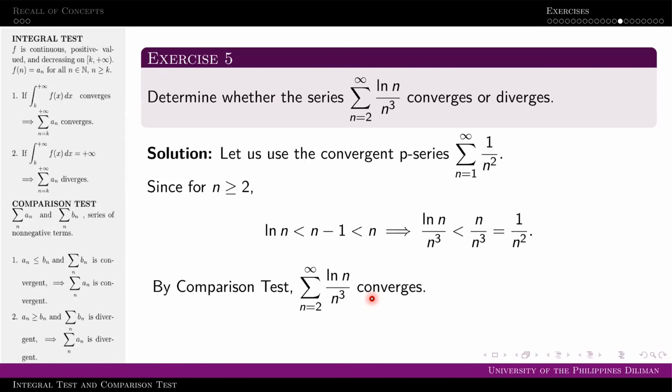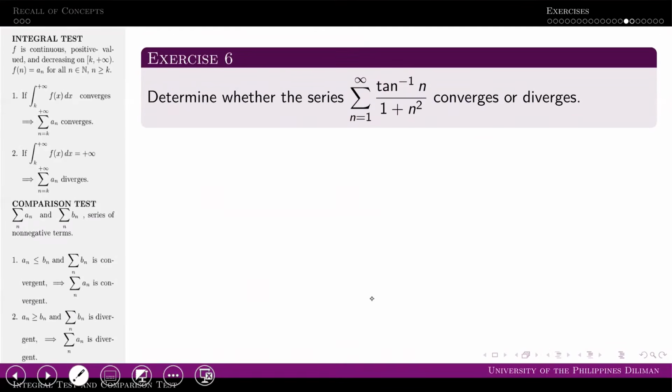So we can now move on sa exercise 6. We are given the sum from 1 to infinity ni tangent inverse n over 1 plus n squared, which is easily integrable. So let's apply the integral test. Bakit siya easily integrable? Kasi si tangent inverse ni n, yung derivative niya ay lumilitaw dito sa a_n, which is 1 over n squared, no? Ay, sorry, which is 1 over 1 plus n squared.